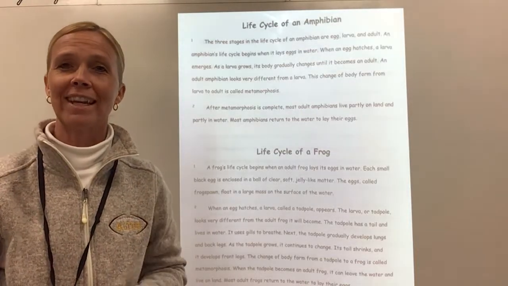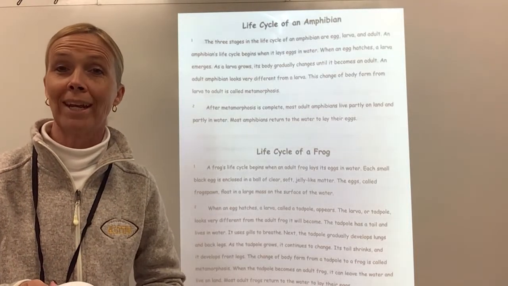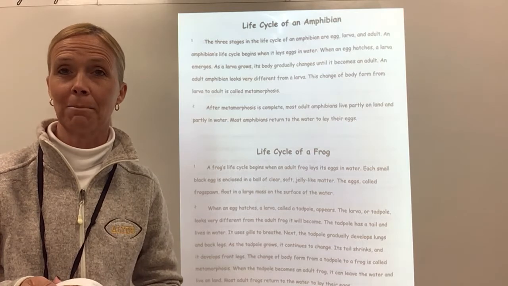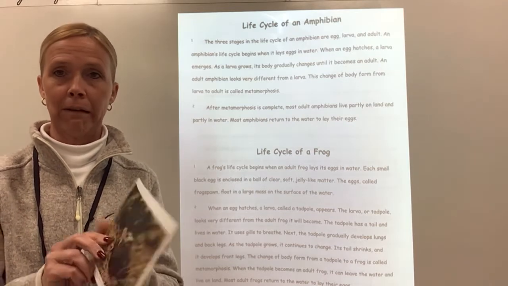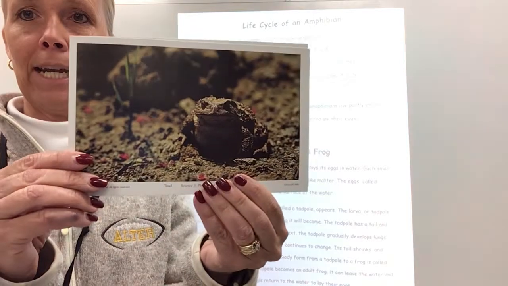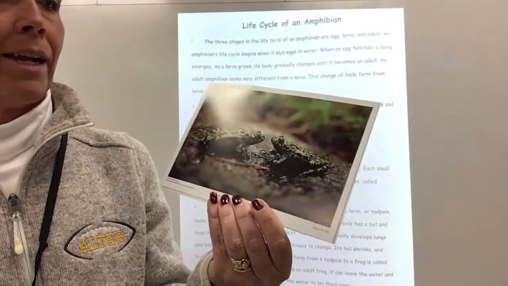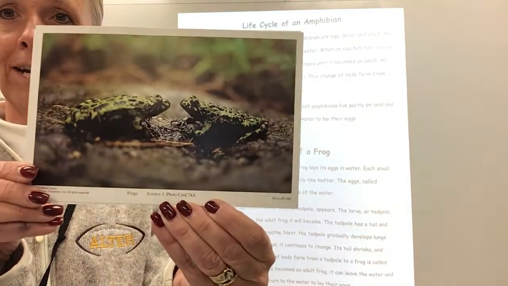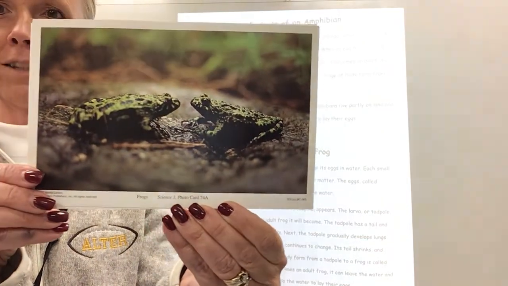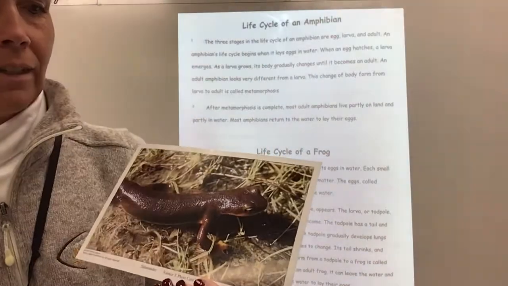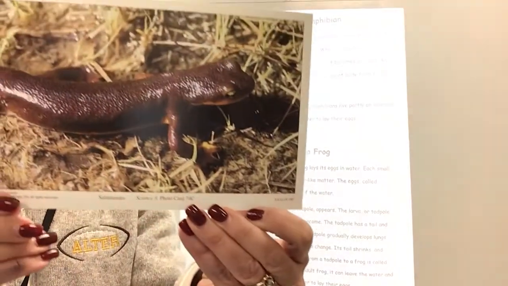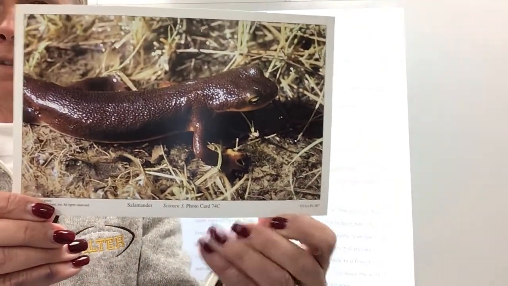Hello, boys and girls. In the last lesson, we read about amphibians in our book, and we talked about those. And we know that, and I have some pictures up here, we know that a toad is an amphibian. And we know that frogs are amphibians. They kind of look like they're having a conversation. And we know that salamanders are amphibians.